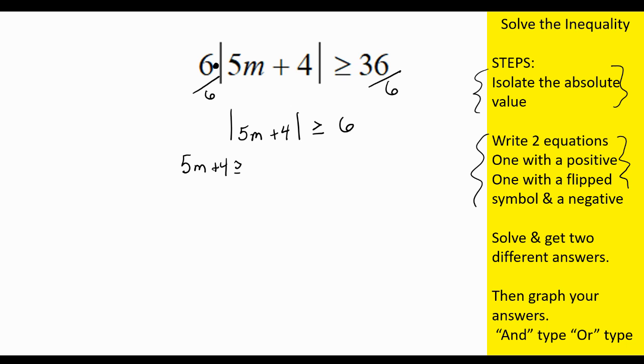Sorry, my pen kind of slipped. All right, and once with a flipped symbol. So instead of pointing to the right, we're going to point it to the left and change to negative 6. So the flipped symbol goes with the negative. And then you just solve and get two different answers.